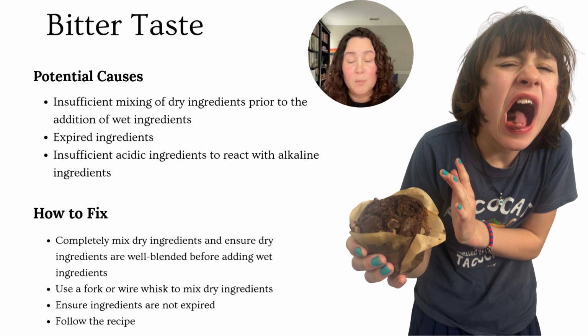Why does a bitter taste occur? Dry ingredients should be completely mixed together to ensure all ingredients are well blended before adding in the wet ingredients. You can use a fork or a wire whisk for this step. If dry ingredients aren't mixed well prior to the addition of the wet ingredients, pockets or lumps of ingredients, especially leavening ingredients, can lead to a bitter taste or an off flavor. So what can we do about this? One, ensure all of your ingredients are fresh and not expired. At least make sure they're not expired.